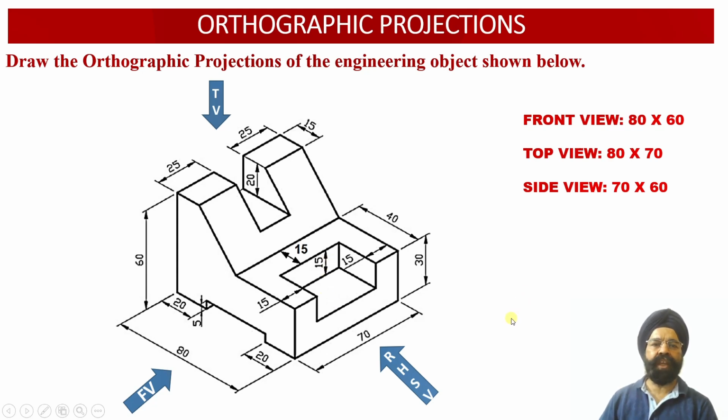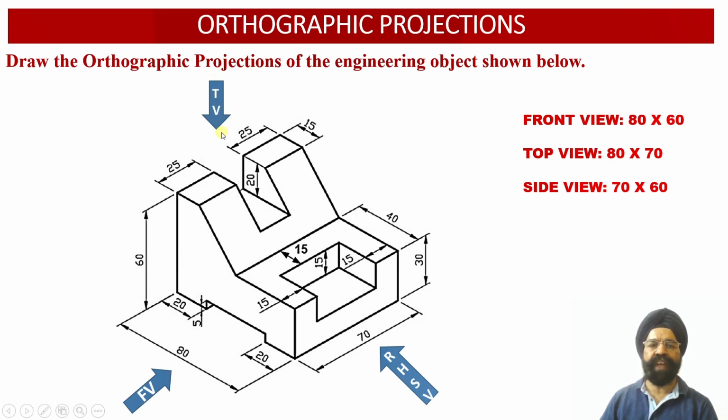Now, in order to obtain the orthographic projections of this engineering object, we are required to evaluate the dimensions of the front view face, the top view face and the right hand side view face of the solid. As we look at the solid from the front view orientation, we observe that the width of the solid is 80 millimeter, while the height of the solid is 60 millimeter. So the dimensions of the front view face of the solid will be 80 millimeter by 60 millimeter.